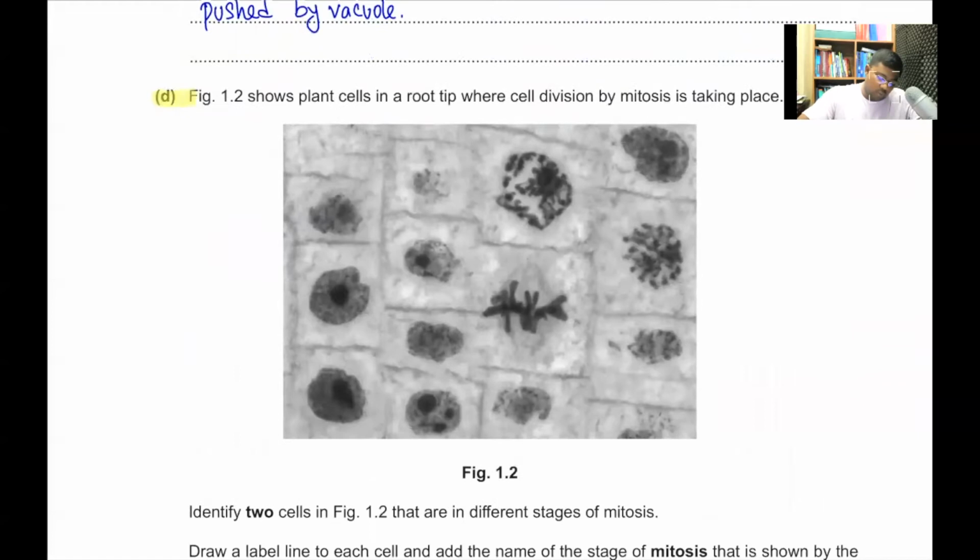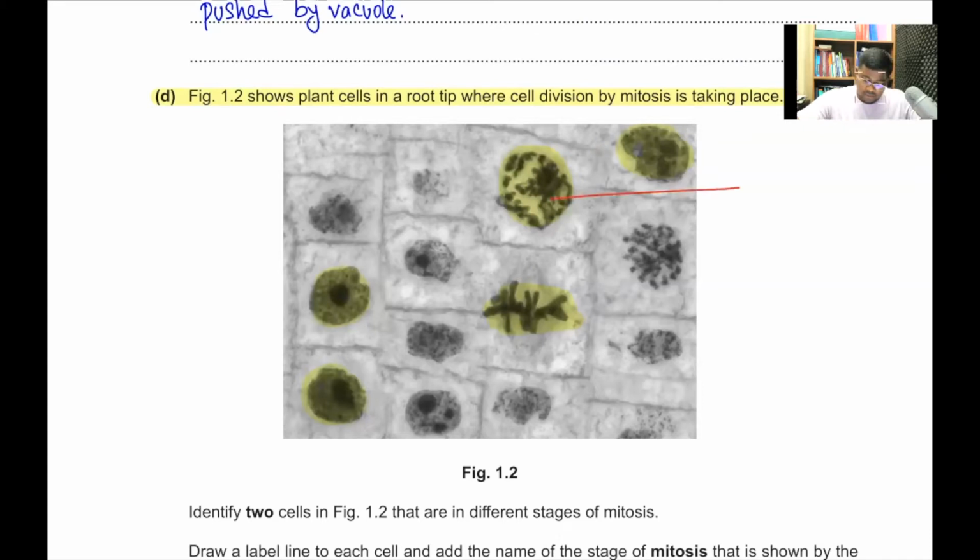Part D. Figure 1.2 shows plant cells in a root tip where cell division by mitosis is taking place. So we can see the prophase at this particular position. We can see metaphase. And these cells that we see over here look like they are in interphase. In interphase, they are probably in the S phase or the G2 phase because their nucleus size is pretty big.